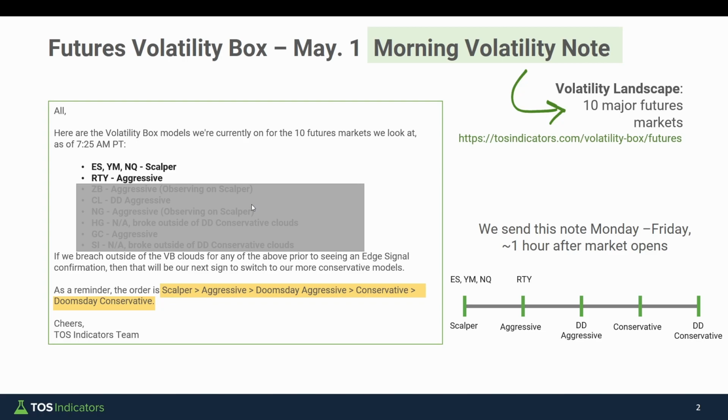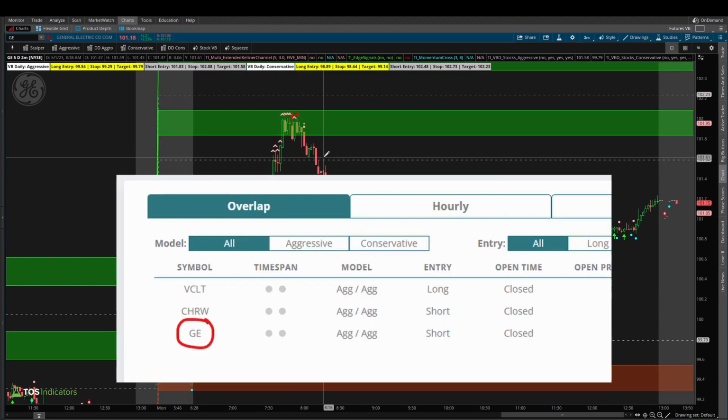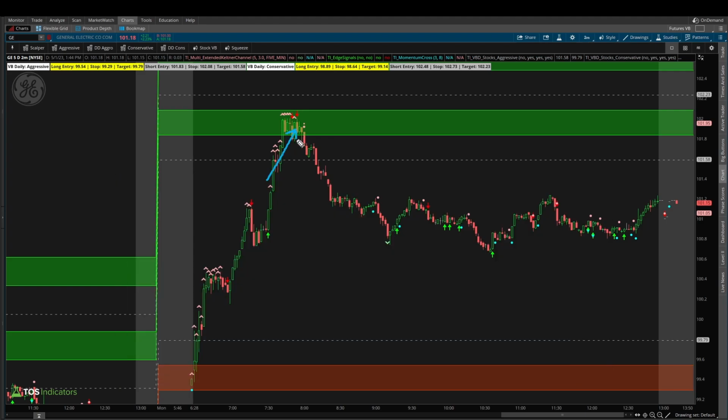For all of our stock traders, the stock volatility box also gave us some nice opportunities today. One that I can show you real quick is GE. GE was one of the stocks which hit our overlap tab. And there you can see we had price action hit our volatility box clouds. Same idea, we had the rally in the morning. We then saw price action stabilize. We saw our overbought confirmation signals here. And we then saw a nice reversal inside of GE from that level.